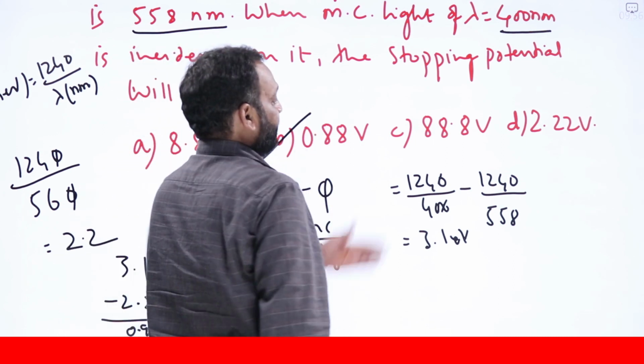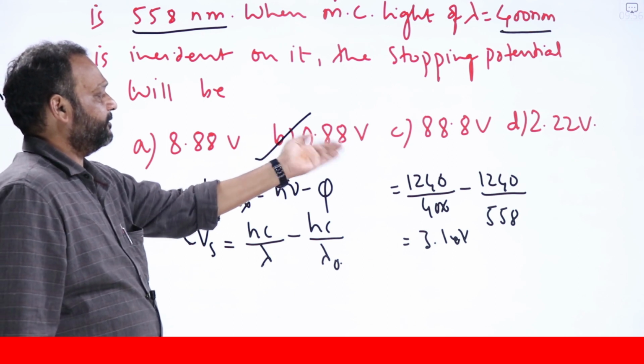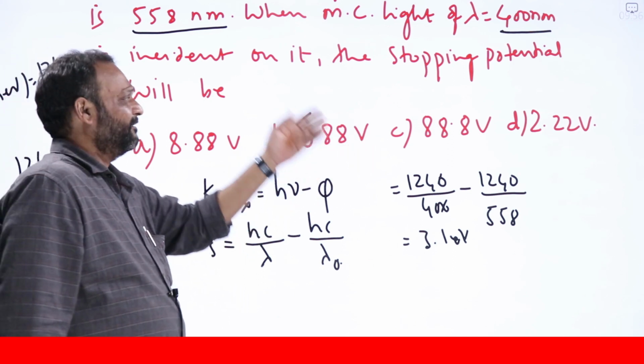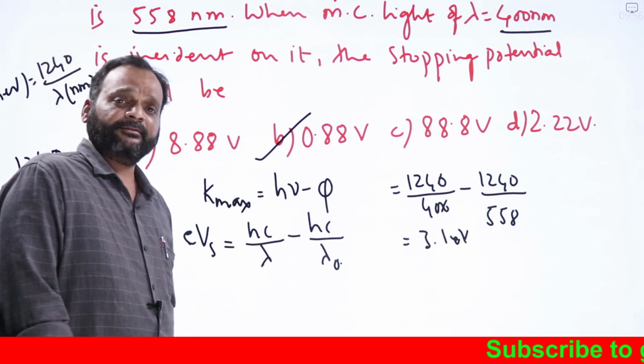The other options are very far off. What is very close to our 0.9 volts? It is 0.88. A very simple, straightforward problem which has appeared in one of the Central University entrances.